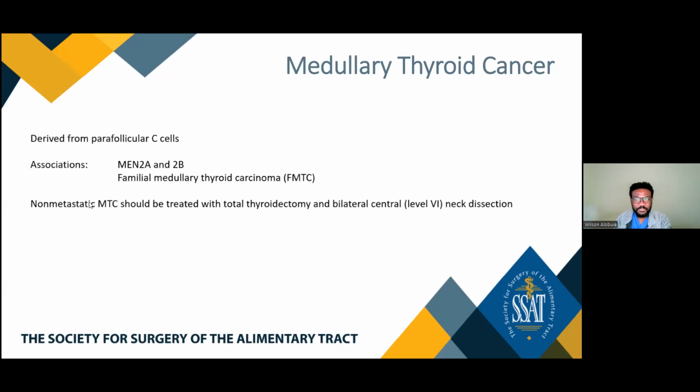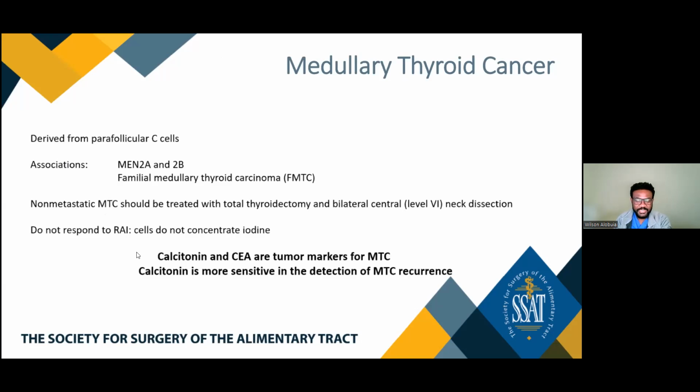And when you're faced with a patient with a non-metastatic medullary thyroid cancer, the answer is always taking out the entire thyroid and doing bilateral central neck dissections because these tend to be widely metastatic. And medullary thyroid cancers would not respond to radioactive iodine because the cells are not able to concentrate iodine. And another outside question, which is how do you follow these patients for recurrence? The answer is by following the calcitonin.